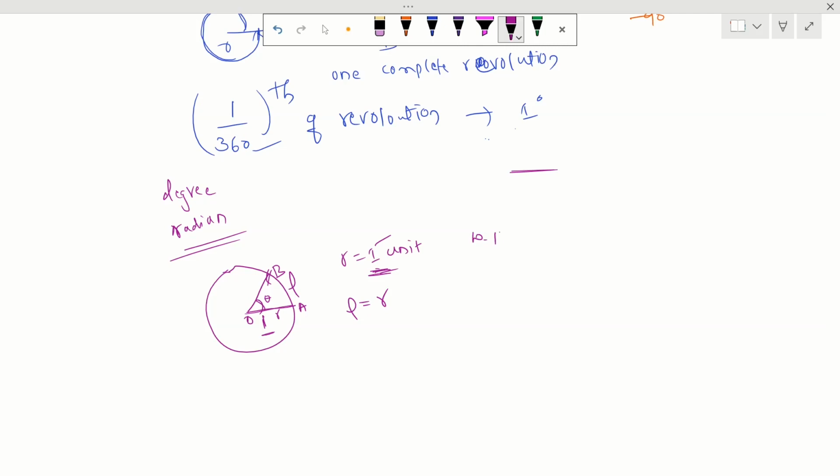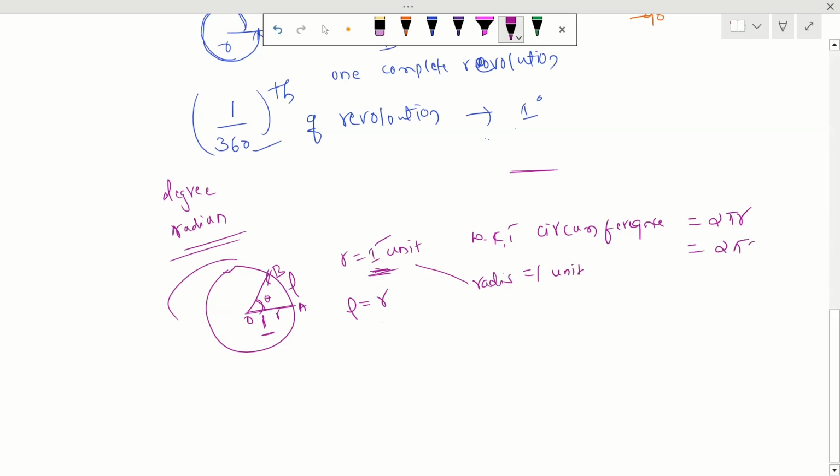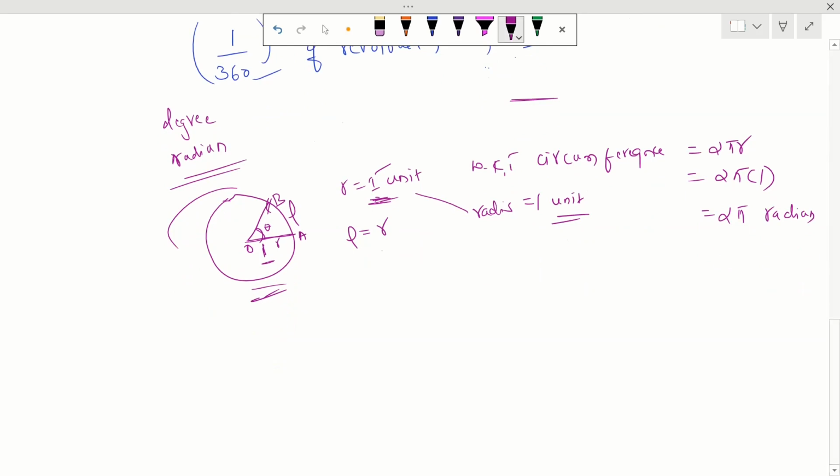And we know what is the perimeter or circumference of a circle? Circumference of a circle is 2 pi r. So here what is the radius given? Radius is given 1 unit. So put the value of r here. So 2 pi into 1 unit, then it is 2 pi. So it is radian. 2 pi radian. Okay, we are measuring in radian. This is the radian term. So therefore we'll get 2 pi.